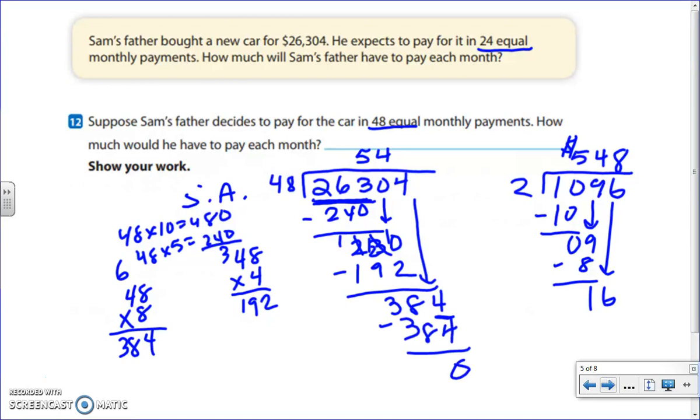And I have no remainder, so 548. You can see either way I thought of it, I have twice as long, so I need to pay half as much each time. Or if I did the whole thing from scratch, $26,304 divided by 48, $548. So if you're clever, sometimes you can find a division problem that's smaller to do and still answer the question correctly.